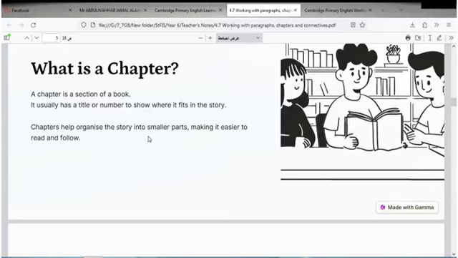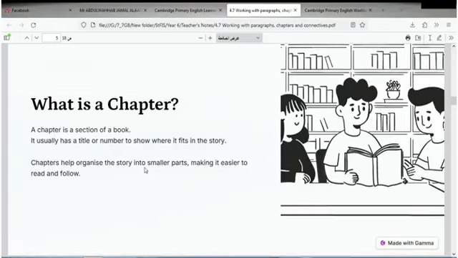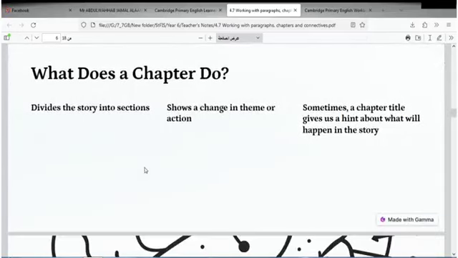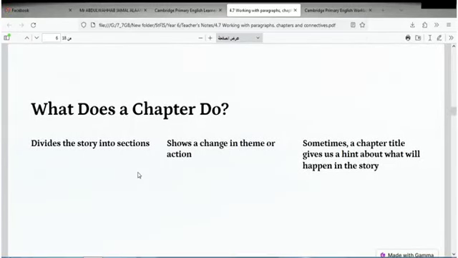So episode 1, episode 2, episode 3, or part 1, part 2, part 3, or chapter 1, chapter 2, chapter 3, all are different names for the same idea. That makes it easier to read and follow when you have a chapter. So chapter 1 means part 1, chapter 2, part 2, last chapter, last part, last episode. What's the purpose of a chapter? What does a chapter do? Chapters divide the story into sections, so you will understand the events. And chapters show a change in theme or action.